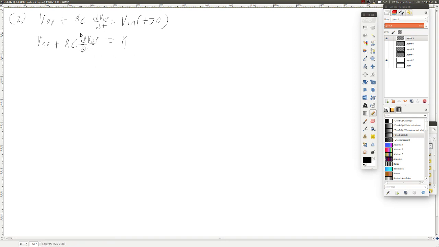which means that this must be 0, and for a constant, if you take the derivative, you get 0. We'll set VOP for our guess equal to beta, and we get beta plus RC d over dt of beta is equal to k, which means that all of this goes to 0 because you're taking the derivative of a constant, giving you beta equals k. So VOP is equal to k, which here is 1 volt, but we'll leave it symbolic just for now.